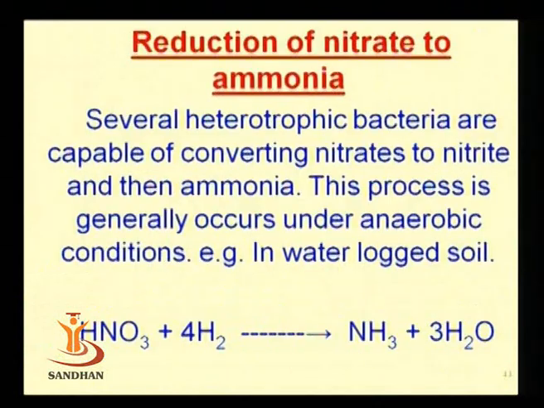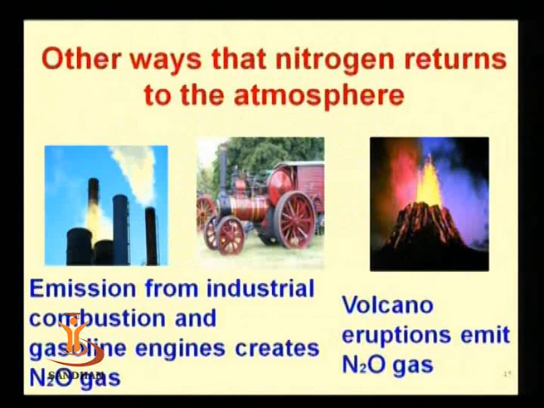In spite of this, often several heterotrophic bacteria convert nitrates to nitrite and back to ammonia under anaerobic conditions, that is in waterlogged regions. This is the reverse reaction occurring in the nitrogen cycle. In spite of this, nitrogen also returns to the atmosphere through volcanic eruptions and by emission through industrial combustion and gasoline engines. This was the basic thing about the nitrogen cycle and the reactions.